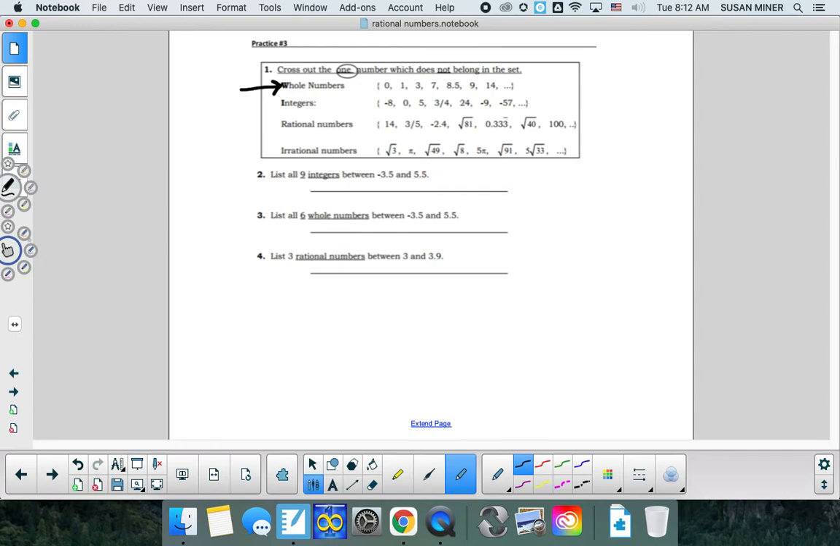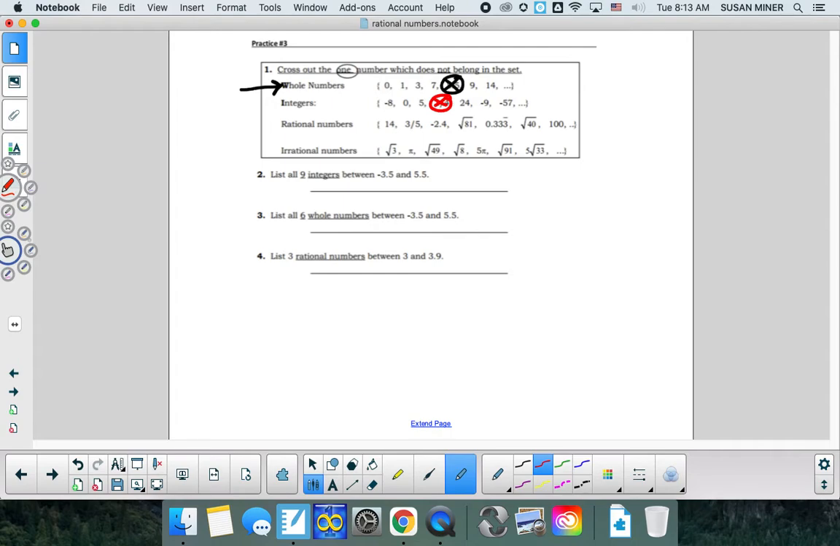Okay, hopefully you said the number that's not a whole number is 8.5 because it has a decimal in it. It's got a fraction in it, 8.5, and so it's not a whole number. That's the one that doesn't belong. What about in the integers? Hopefully you said the number that doesn't belong, again, is the fraction, right? Because integers are only positive and negative whole numbers.